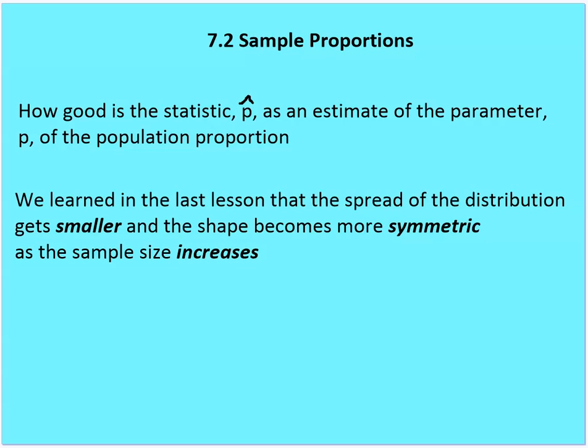And we learned in the last lesson that the spread of the distribution of a sample gets smaller and the shape becomes more symmetric as its sample size increases. Remember we had that sample size between 100 and 1,000, and as we increased from 100 to 1,000, that statistic more accurately and more frequently represented the actual population proportion or mean, and the variability went down.